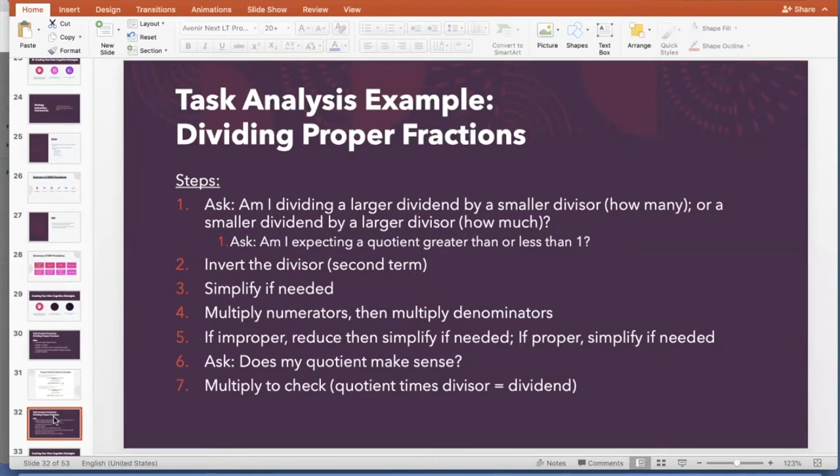So now I've got my task analysis up to about 7 steps, which is about the maximum number of steps you want to ever include in a strategy for students. When you're getting beyond 7 steps, you want to break it up into chunks and present it in chunks.